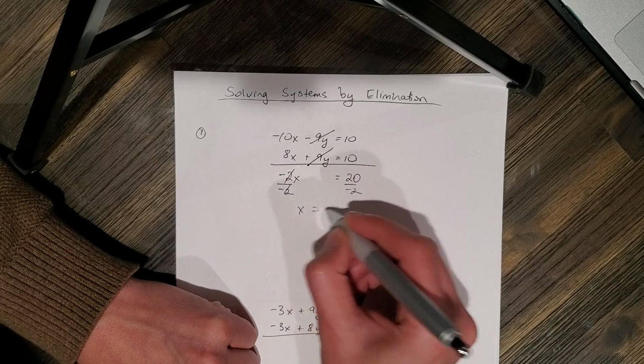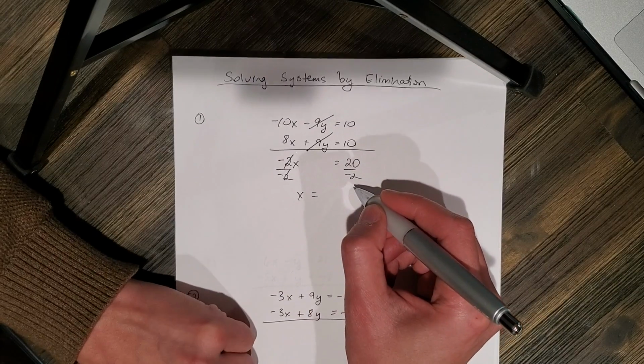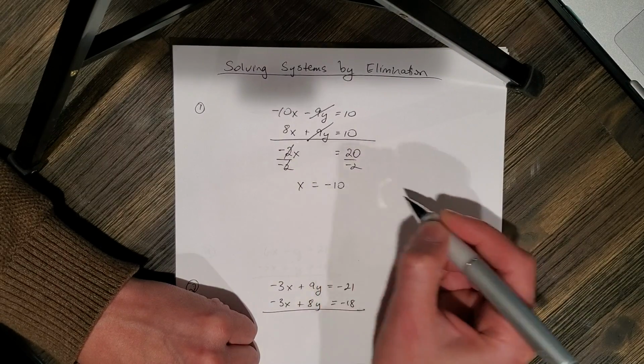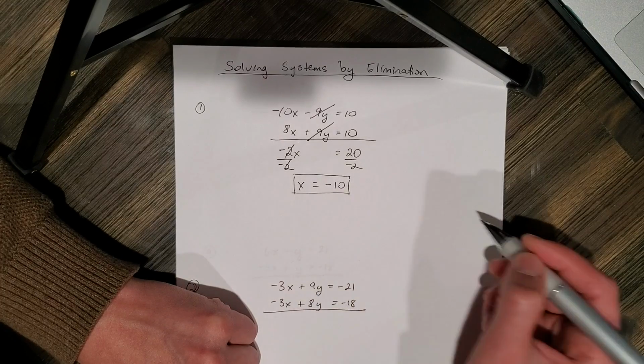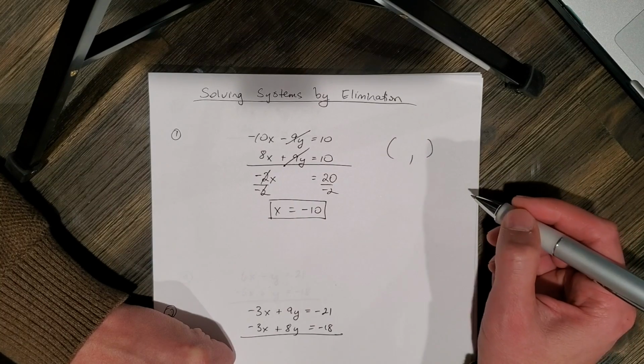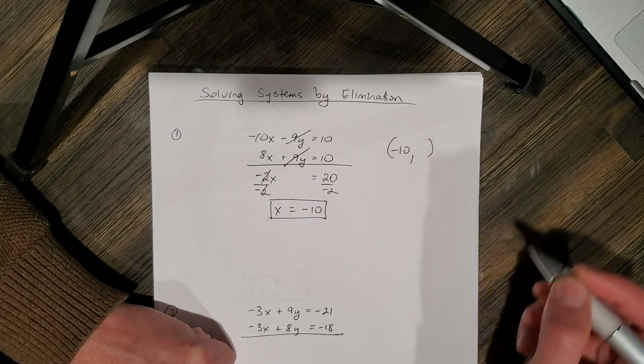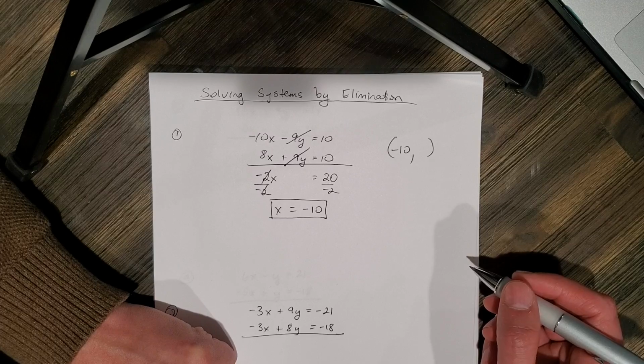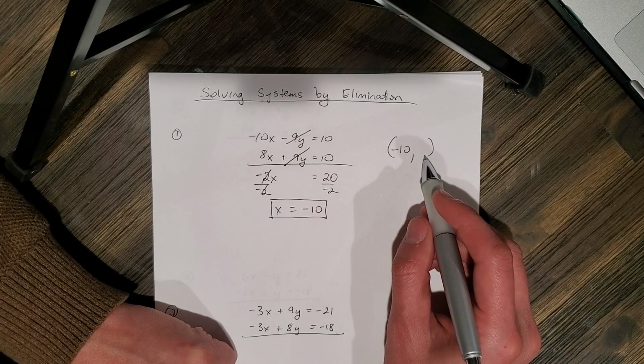And I get x equals 20 divided by -2. That's going to be -10. Look at that. We got our first part of our answer. Our answer is going to be a coordinate pair, okay? So here we have -10 for x. Now we just got to find y.